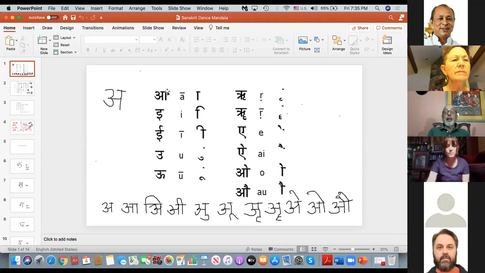See, this vertical line makes it long A. Here the vertical line is missing, just one vertical line, right? But here we have a double vertical line, right? That means this is O, this one is A.